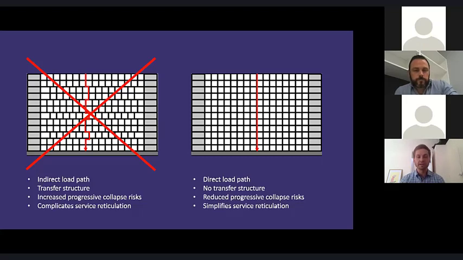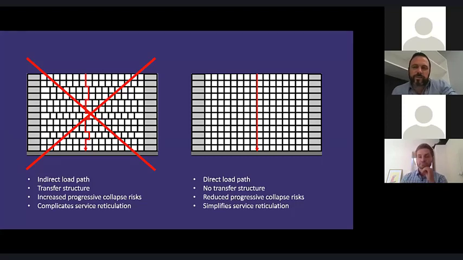But I just wanted to point out that it's the best approach from a structural engineering perspective on any building, but particularly with these buildings, is to have a direct load path. It means that you don't have costly transfer structure. You're also reducing the risk of progressive collapse and things like that, as well as it really makes your service reticulation a lot easier. Having bathrooms aligning, you can have service risers run from the top down to the bottom or to your transfer level.